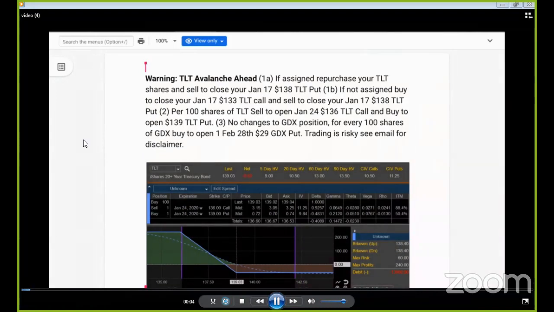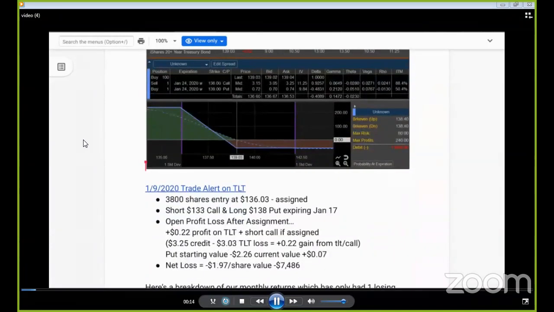Portfolio Builder members, welcome to our Thursday trade alert where we are playing the TLT and GDX ETF. It's another downward bet, and we did have a loss today of $1.97 per share, and it should work out to just about that regardless of being assigned. Now do note that the TLT has sold off even more since I put out this trade alert, so your loss may be less than mine, but that means you'll make a little less on this future trade if it does play out.